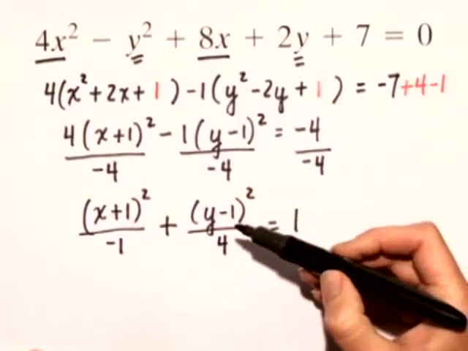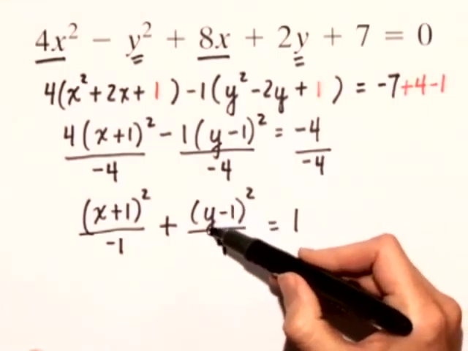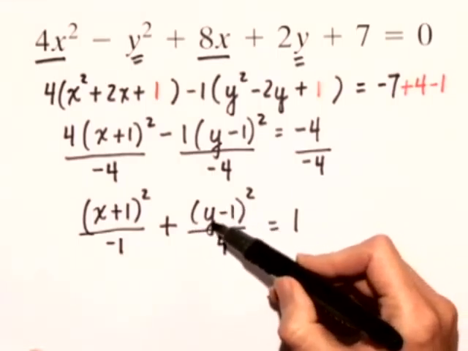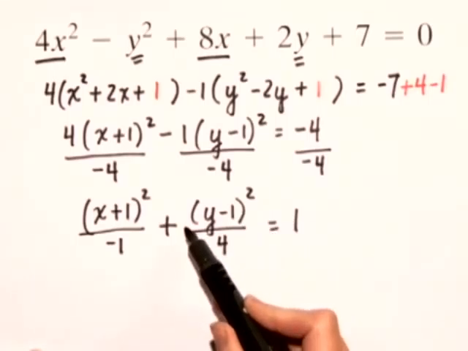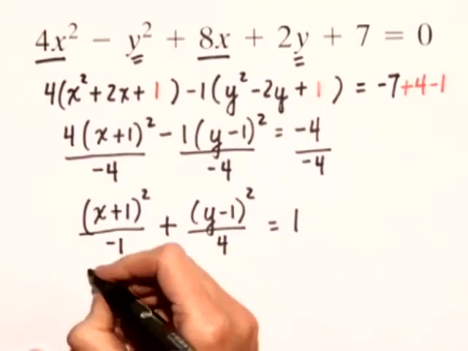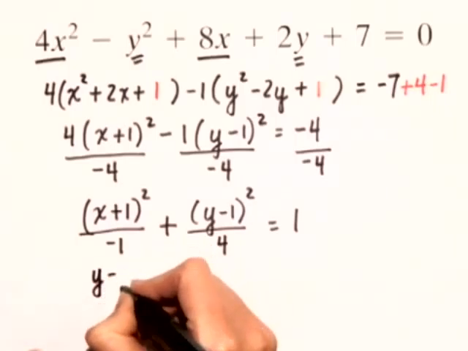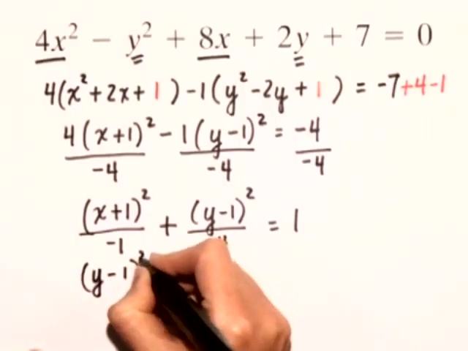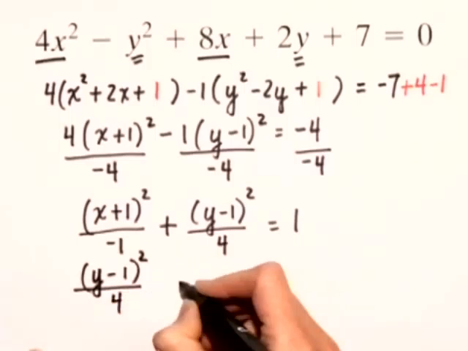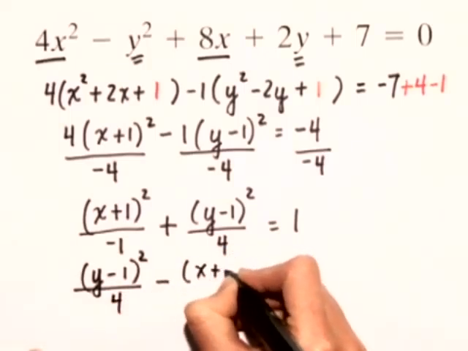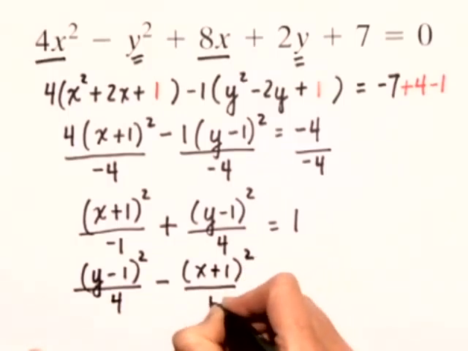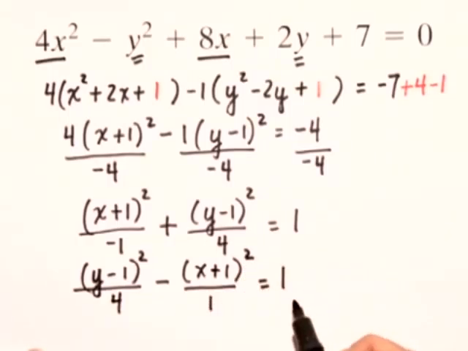Normally in standard form, we put the square term with the positive coefficient first. Since the y squared term has a positive coefficient, we'll rewrite it so that that term comes first. So we have y minus 1 quantity squared over 4 minus x plus 1 quantity squared over 1 is equal to 1. I just changed the order here. Now we have our hyperbola in standard form. Now we're ready to get the information in order to graph it.